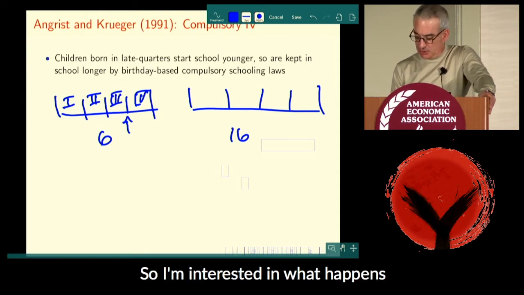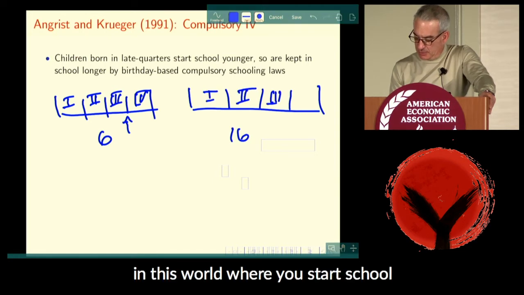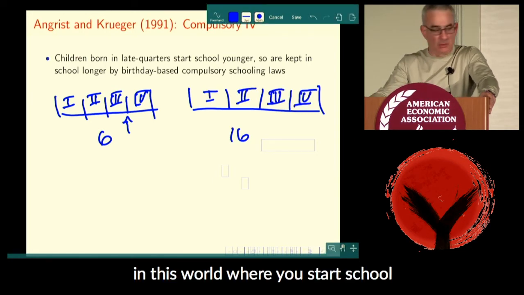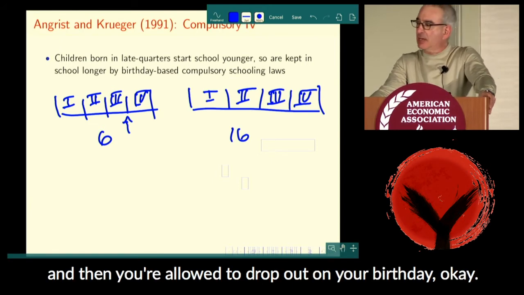So I'm interested in what happens in this world where you start school in the year you turn 6, and then you're allowed to drop out on your birthday, okay?